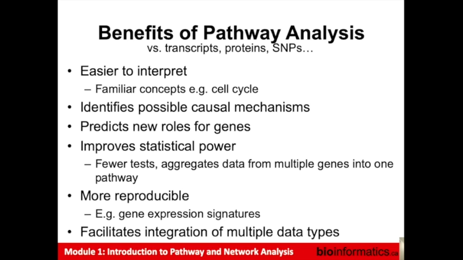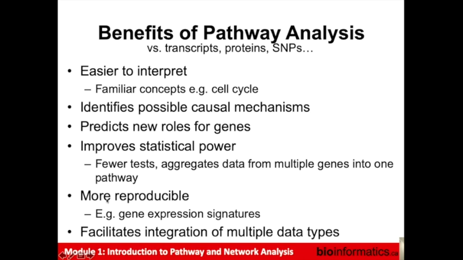The benefits of pathway analysis compared to analyzing information at the transcript or protein level one by one is that considering the data in the context of pathways usually makes it easier to interpret because we're working with familiar concepts like the cell cycle. We identify possible causal mechanisms, which is useful, especially if we're interested in therapeutically targeting those mechanisms. We can use pathway and network analysis to predict new roles for genes that we don't know the function of. And pathway and network analysis helps improve statistical power, which we'll cover more in the workshop, and it might also lead to more reproducible results.